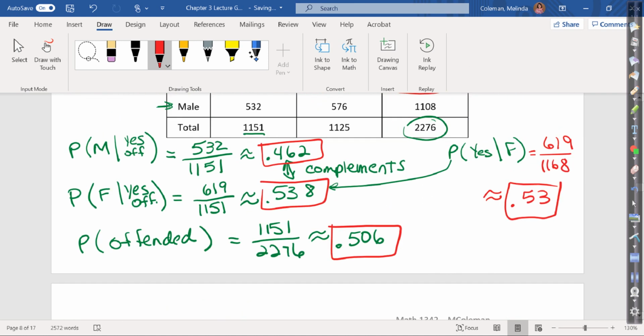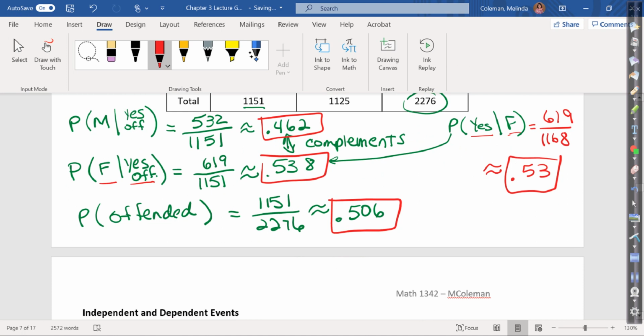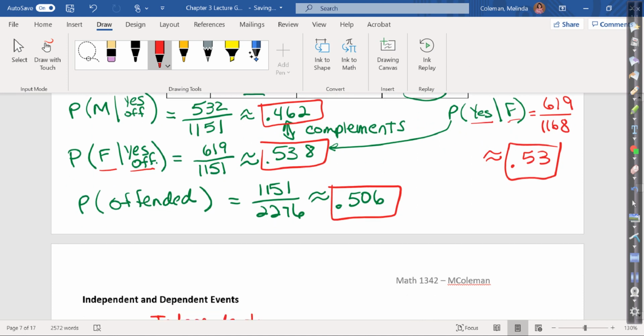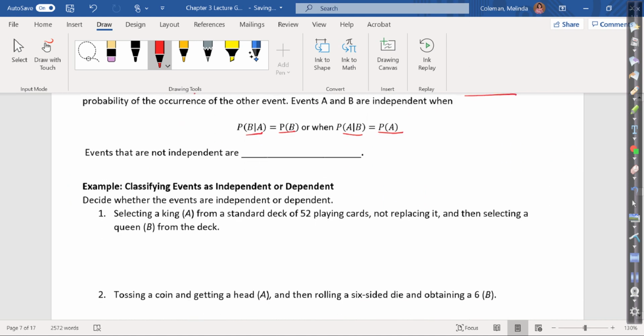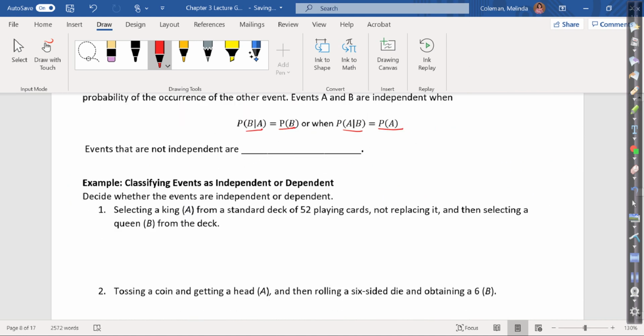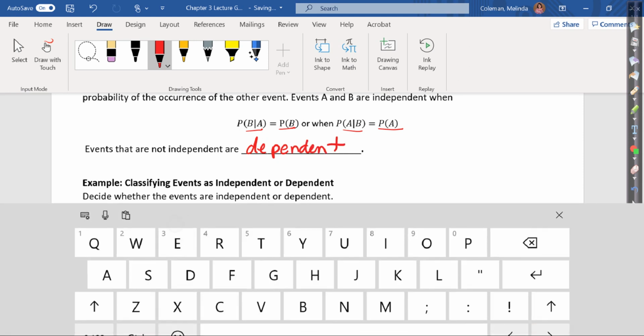Much like I reversed these two problems. This was female, given they were offended. This is offended, given that they were female. So it's the same given problem, same conditional problem, only backwards or reversed, which is not uncommon to see. Events, obviously, that are not independent would be called dependent. So if one depends on the other, then they would be dependent.